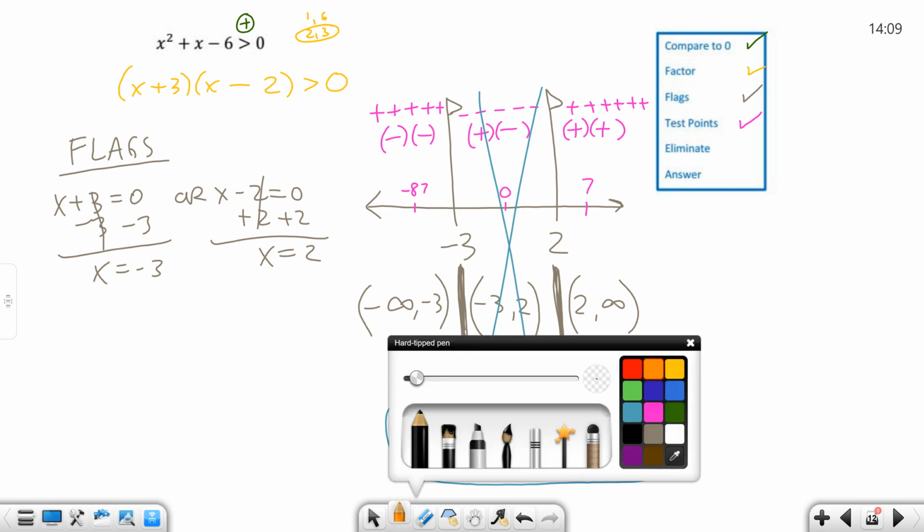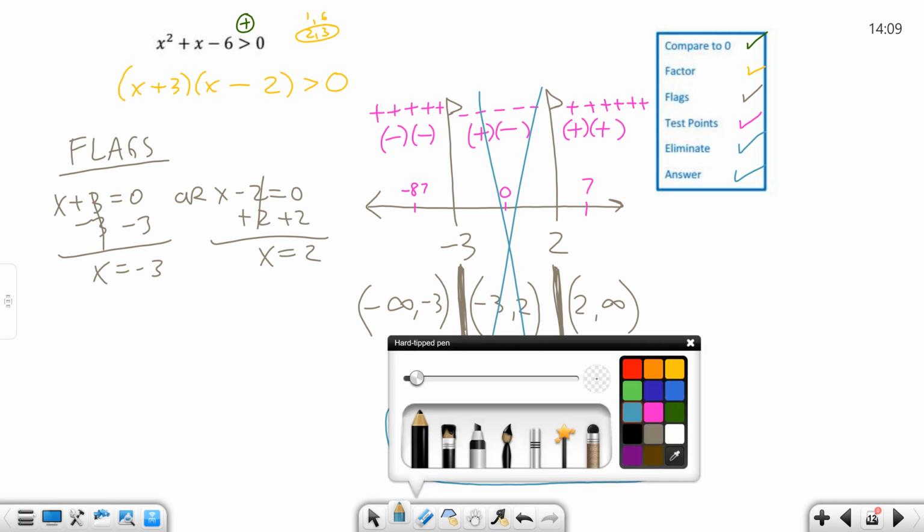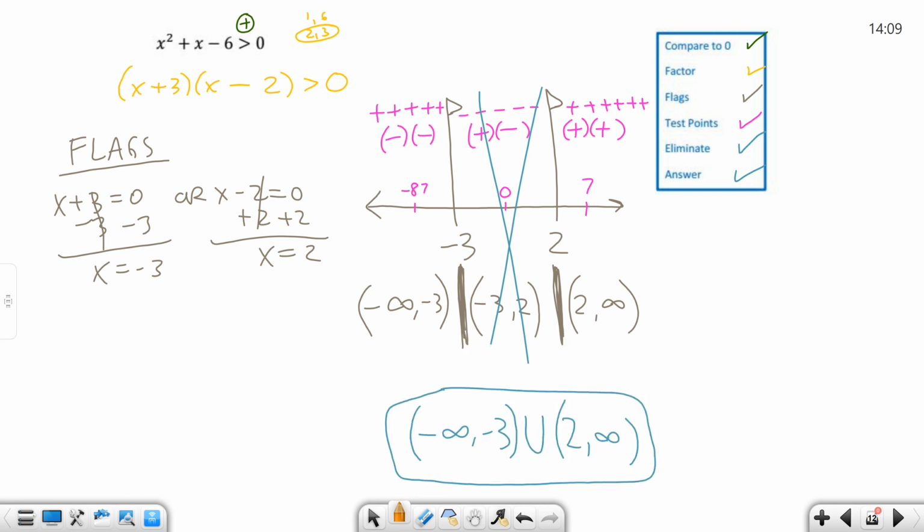Oh, and I did both the eliminate and then wrote my answer there in that color. They're done. I'm done. Time for the next one, right? So again, it looks like a lot.